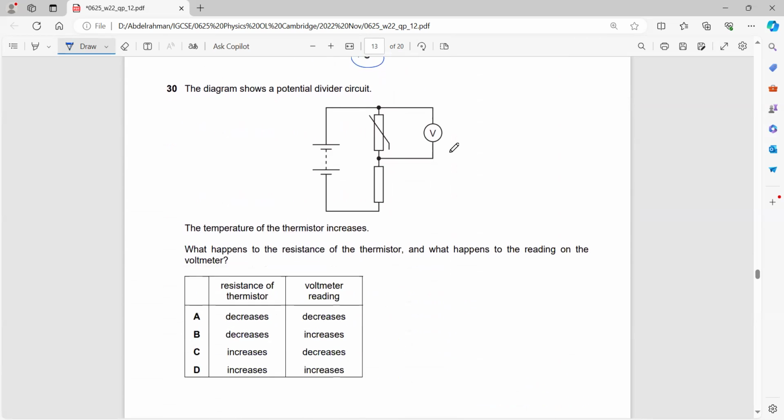Diagram shows a potential divider circuit. The temperature of the thermistor increases. Again, when the temperature of the thermistor increases, what happens to the resistance? The resistance decreases. What happens to the voltage? The voltage also decreases. So the resistance decreases and the voltmeter reading also decreases. Again, the temperature and the resistance are inversely proportional. So when the temperature increases, the resistance has to decrease. Okay?